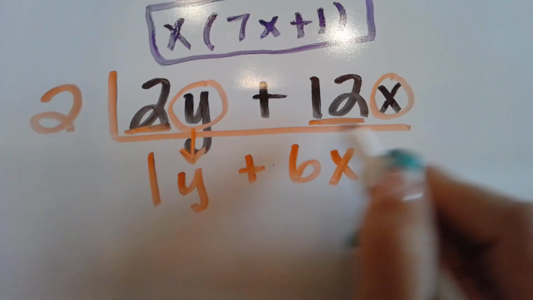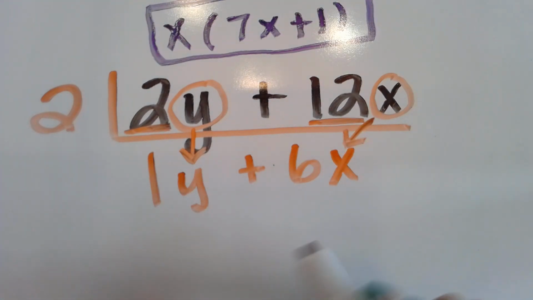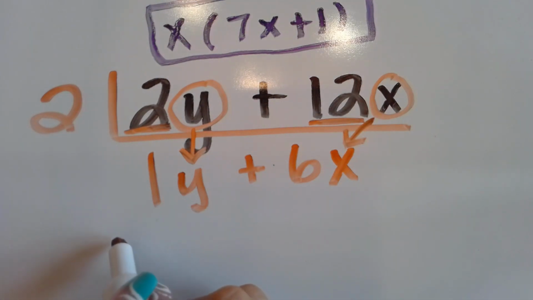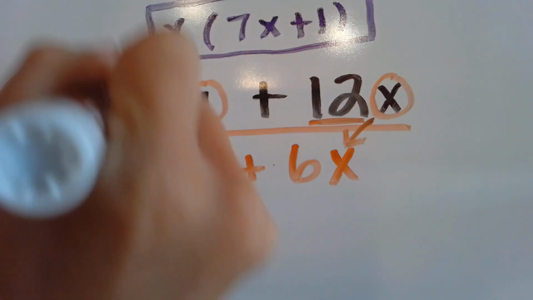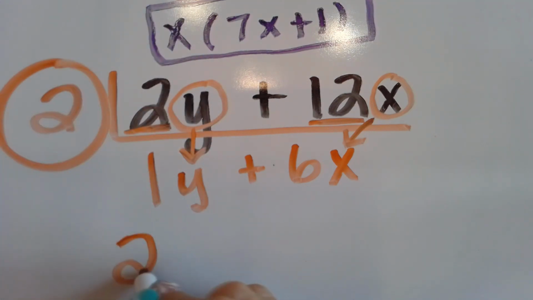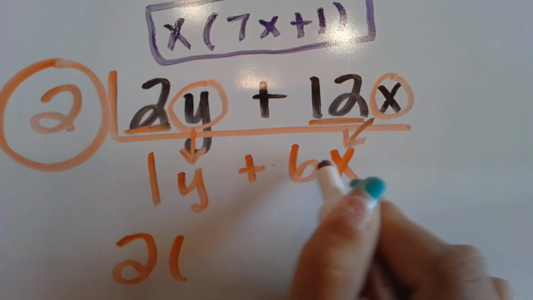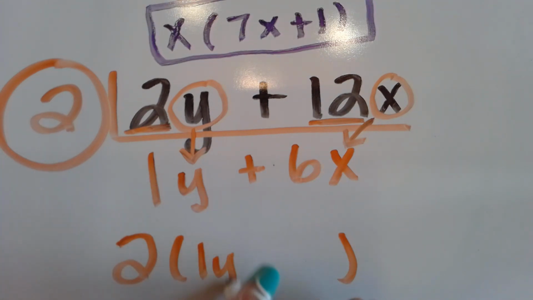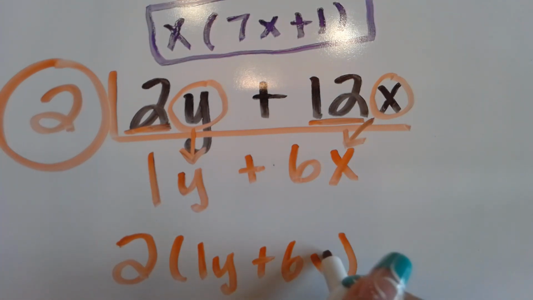So our y is here and our x comes down here. So let's go ahead and write our final answer. We're going to put our 2 out on the side and then our parentheses, everything right here. 2 times 1y plus 6x.